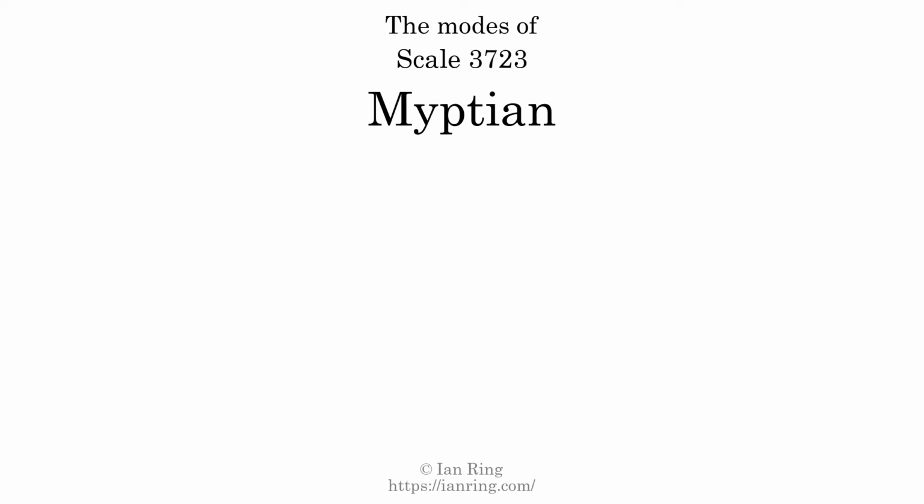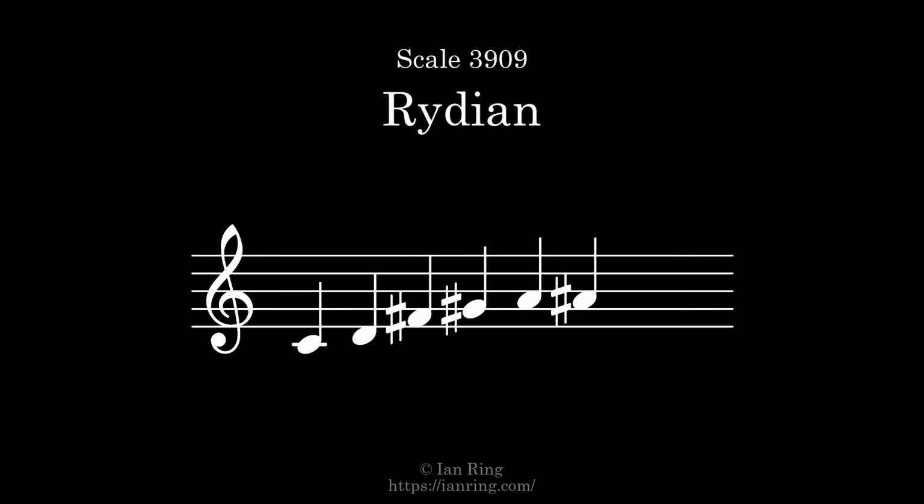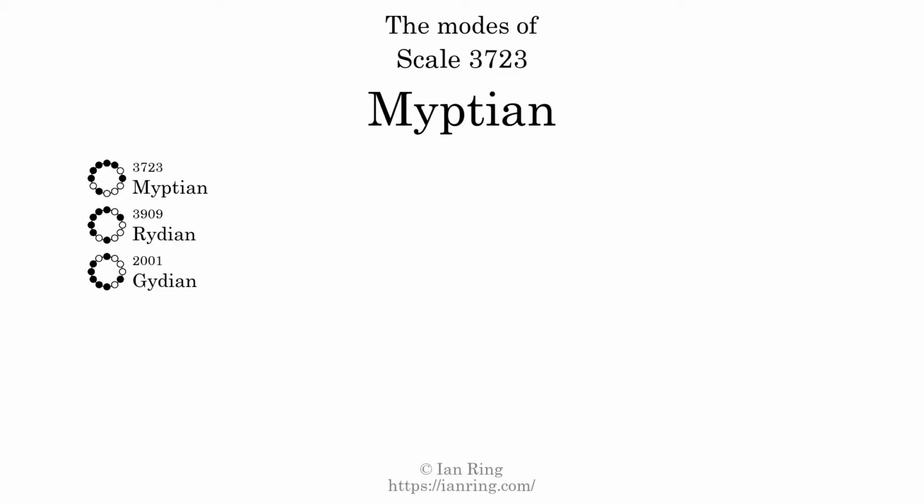This scale has 7 modes. The first mode is itself. The second mode is scale 3909, also known as Ridian. It sounds like this. The third mode is scale 2001, also known as Gideon. It sounds like this.